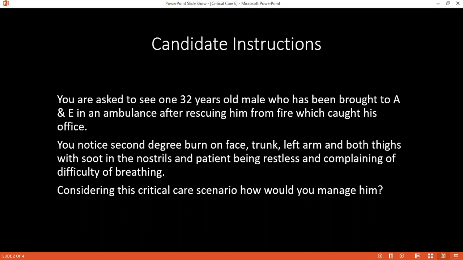Very good. One of the complications of burn is ARDS, acute respiratory distress syndrome. Can you define the term, please? Yes, ARDS is an acute respiratory failure, which is non-cardiogenic pulmonary edema, which will lead to hypoxemia and decrease in lung compliance, which will not respond to oxygen therapy.